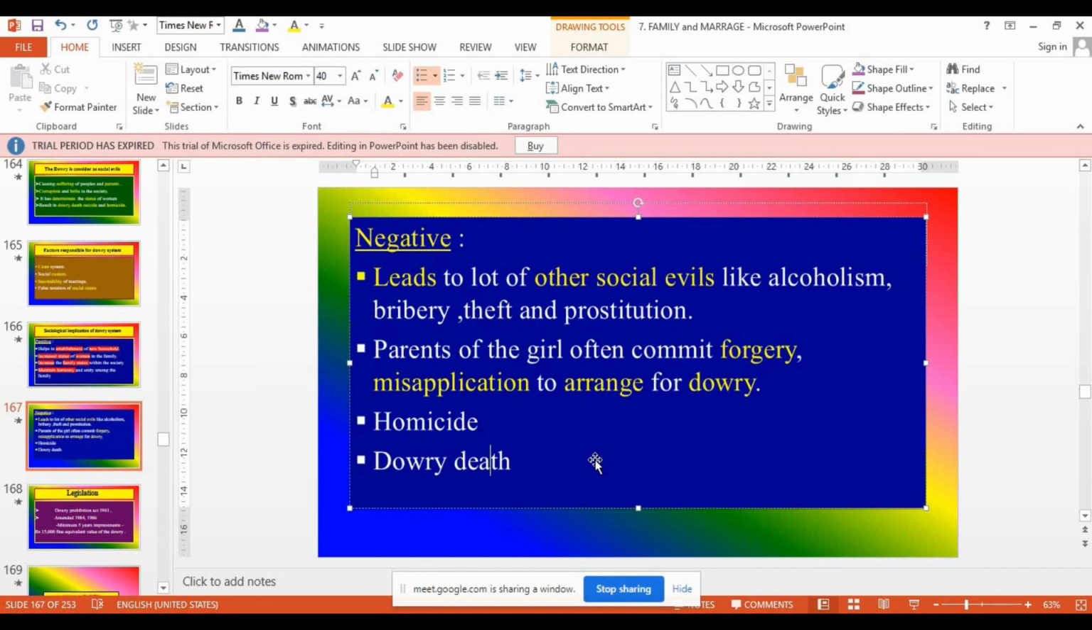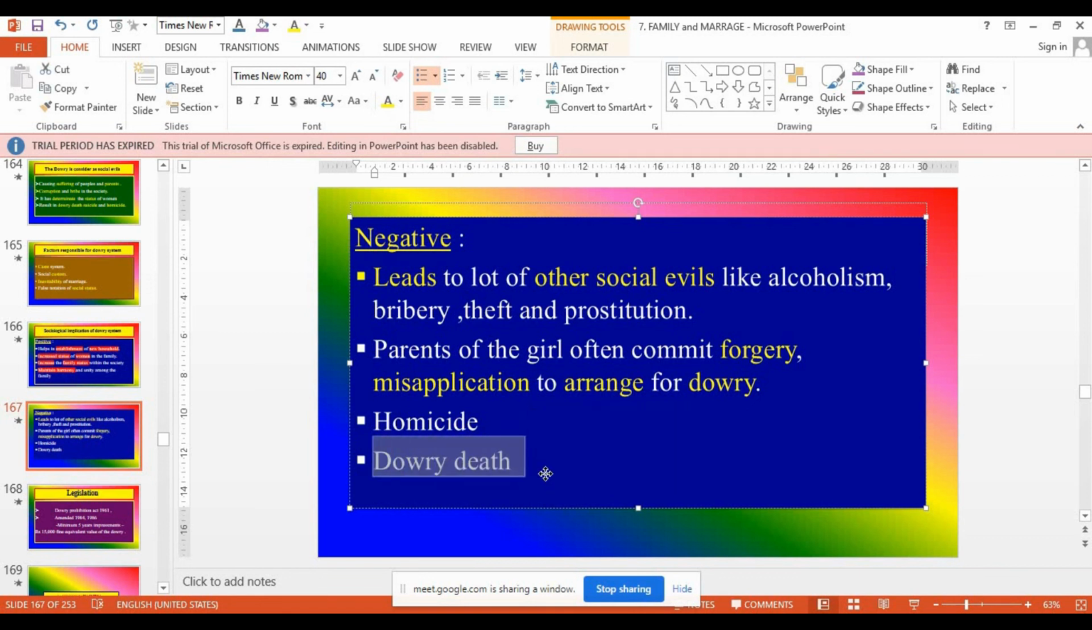Dowry death is due to over-harassment, where they commit suicide. Did you see the news last week in Polymer news? One girl studying BPharm was married last month. At the time of the marriage agreement, a certain amount of money and gold was to be given, but enough money and gold was not given. Then she was harassed by her husband's family members, her brother-in-law, husband and mother-in-law, and then she died by suicide. Last week I saw this in Polymer news. As well as in Kerala, one of the incidents happened. So these are all dowry deaths.